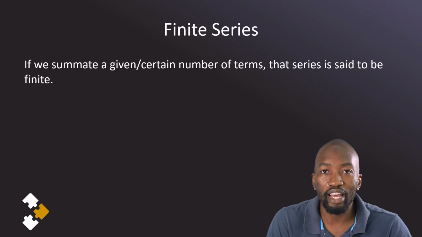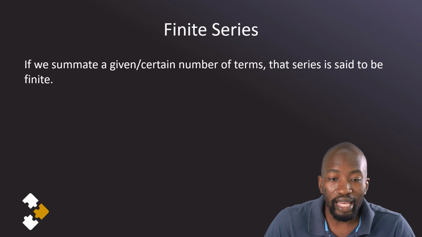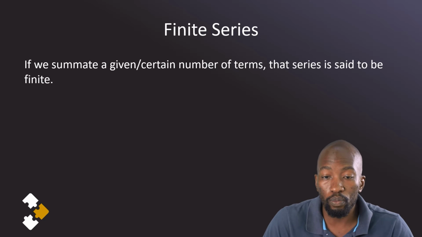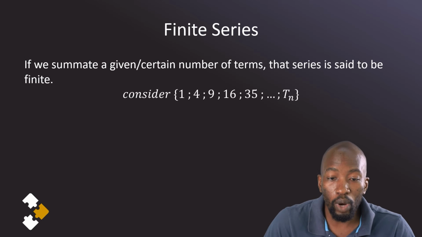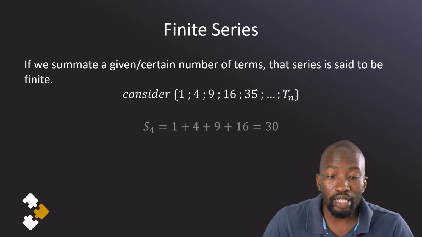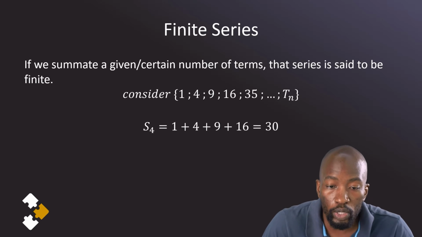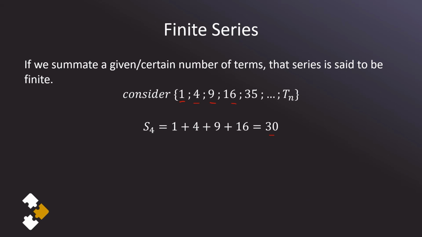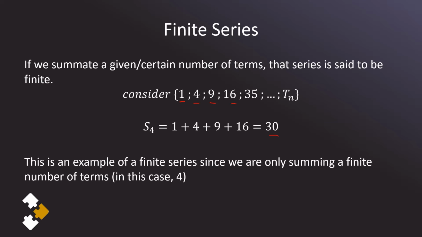Now let's look at the finite series. If we summate a given or certain number of terms, that series is said to be finite. Consider 1, 4, 9, 16, 35 going all the way to Tn. If we take the sum to 4 terms, so all we're doing is adding term 1, 2, 3, and 4 together, this will give us 30. This is an example of a finite series since we are only adding or summing a finite number of terms. And in this case, we've added 4 numbers together.